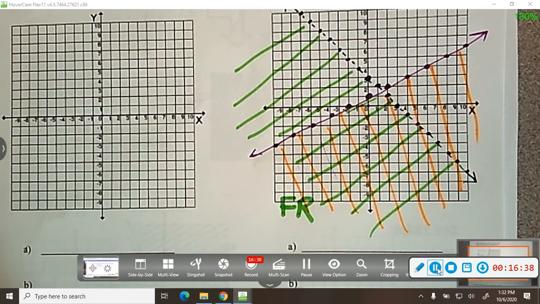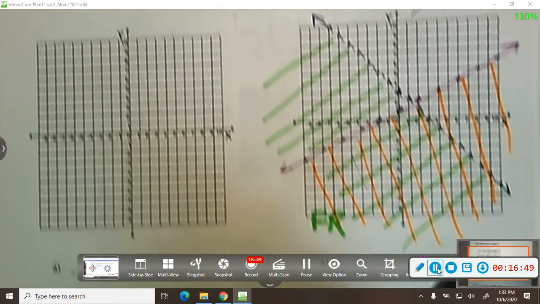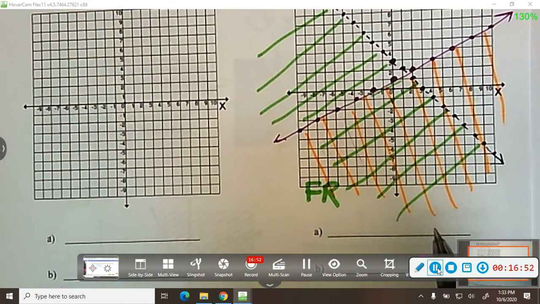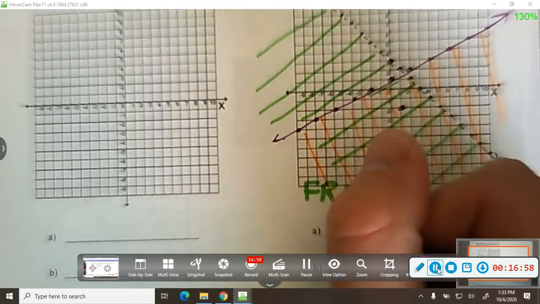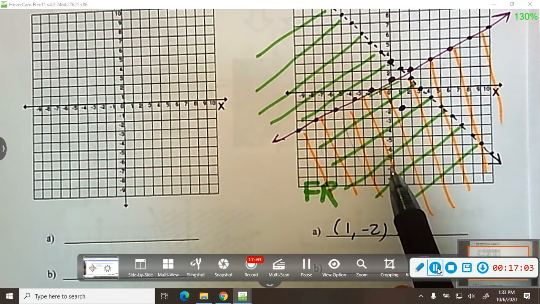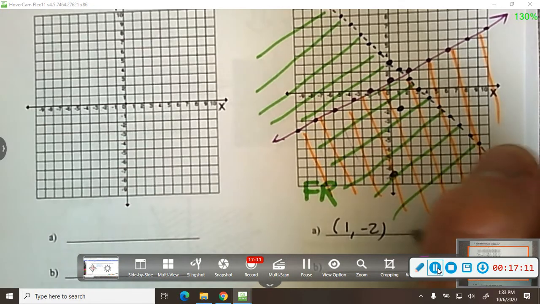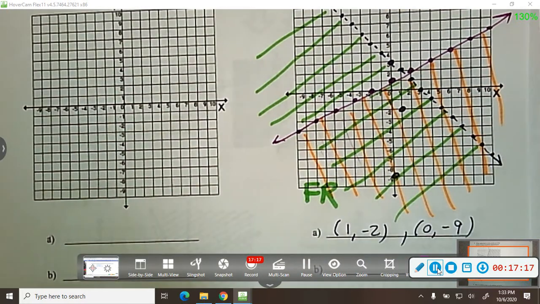Now the second part of the question was, give two ordered pairs that are solutions. So for A, I'm supposed to put two ordered pairs that are solutions. Well, I can pick any point I want in here. Let me pick 1, negative 2. That's a solution because it's in the area where the shading crosses. Another one I could pick would be 0, negative 9. And I could write these forever. There are an infinite amount of solutions.